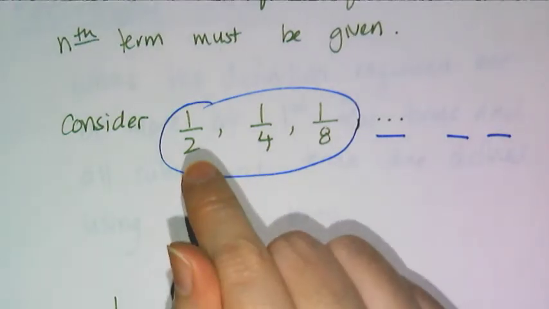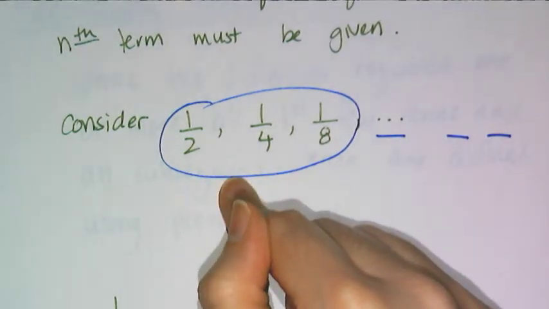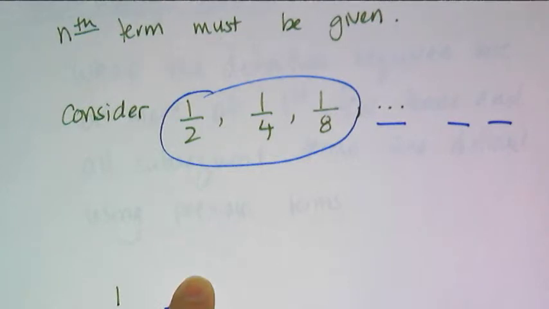And that doesn't mean there's only one right answer for this either. There's going to be an obvious answer like the 1 over 2 to the n, but someone else can come up with a different answer that is equally as valid.